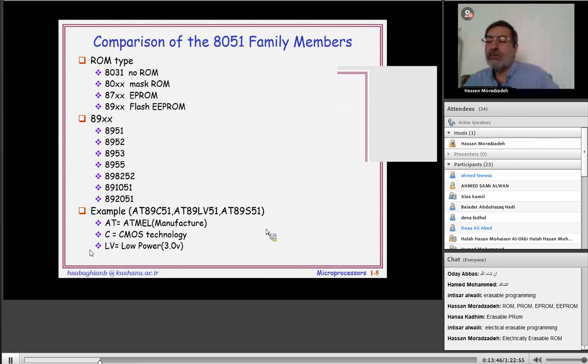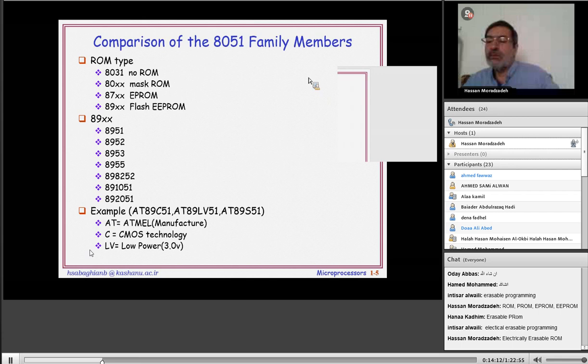Some items of this family, numbering for example 80. The 'AT' means Atmel, the vendor, the manufacturer. C here means CMOS technology. LV here means low voltage, etc. Go to the next slide.